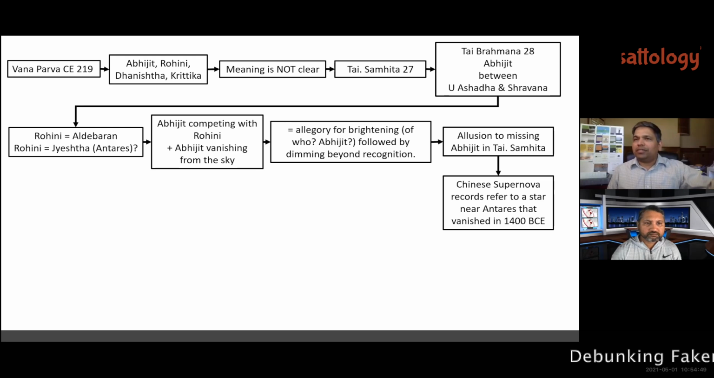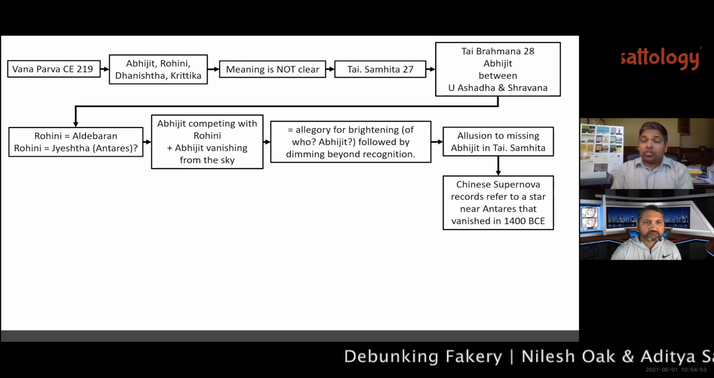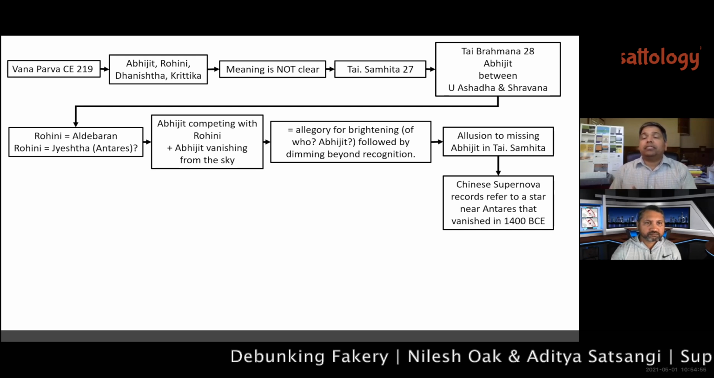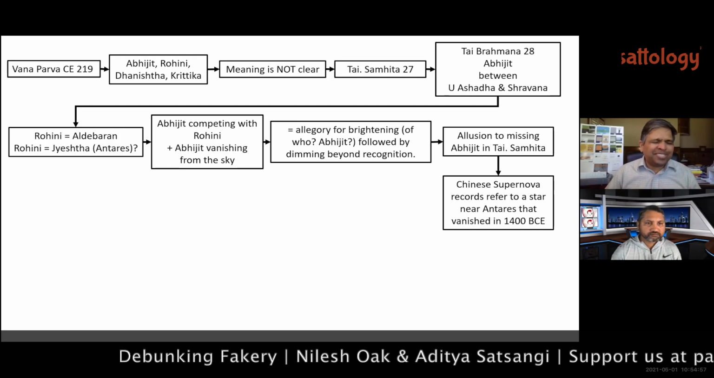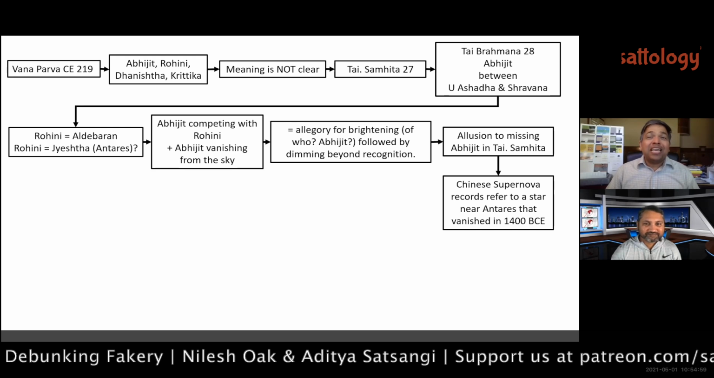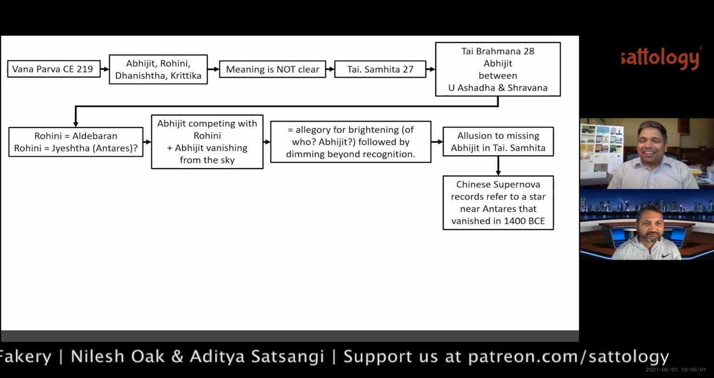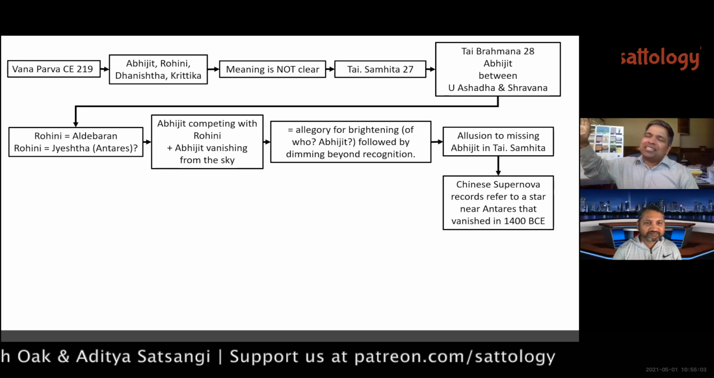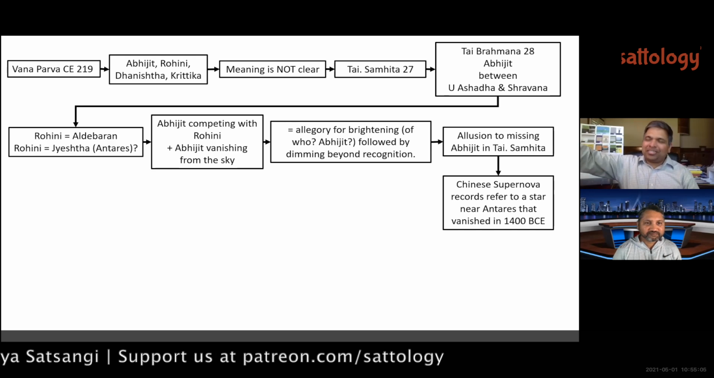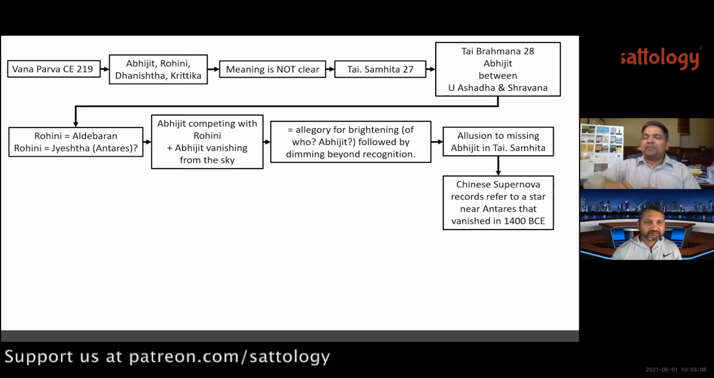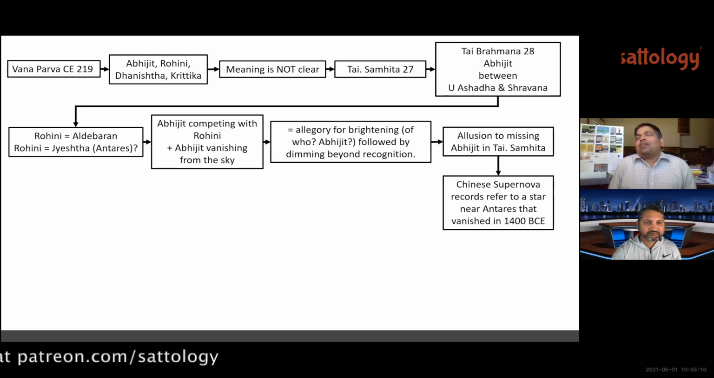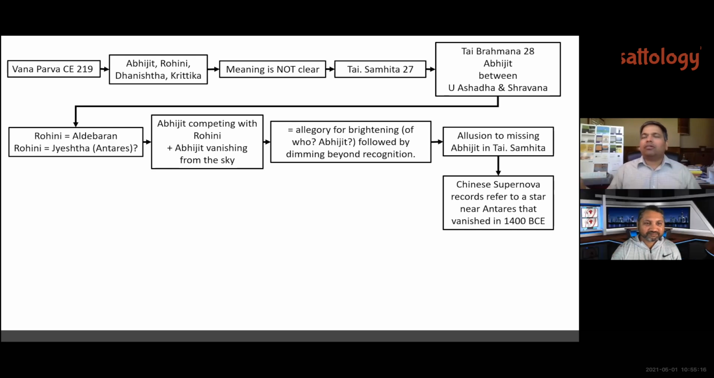Totally irrelevant. Okay. Chinese supernova records refer to a star near Antares that vanished in 1400 BCE. Do you see, Aditya, what is happening here? He's so obsessed with 1400 BCE that he finds some Chinese record of supernova, records referring to some star near Antares. Antares meaning Jyeshtha Nakshatra. My God, what that has to do with Abhijit or Rohini or Dhanishta or Krittika, beyond me.